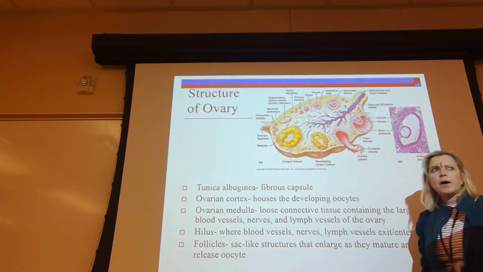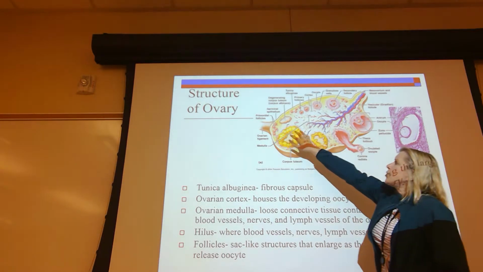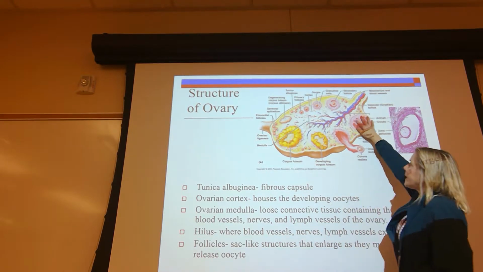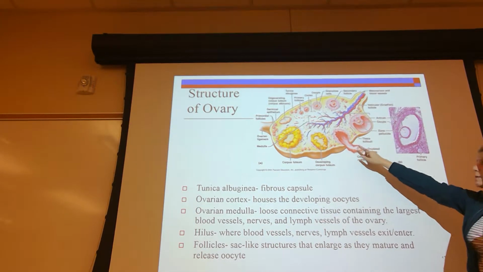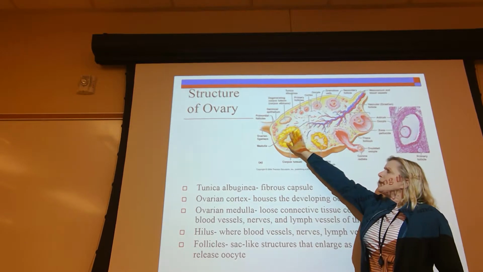We need to talk about a follicle versus an oocyte and what they look like as they mature. So this picture is showing you the progression of follicles maturing and then finally an oocyte being released. And the remaining follicular cells are going to be the corpus luteum.